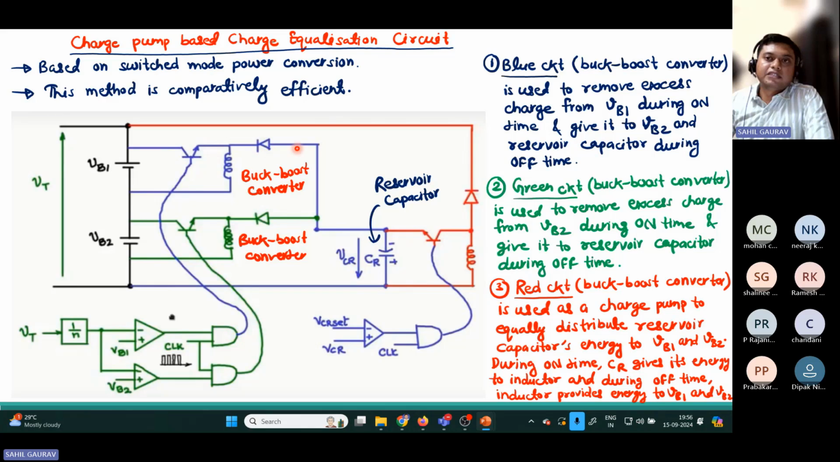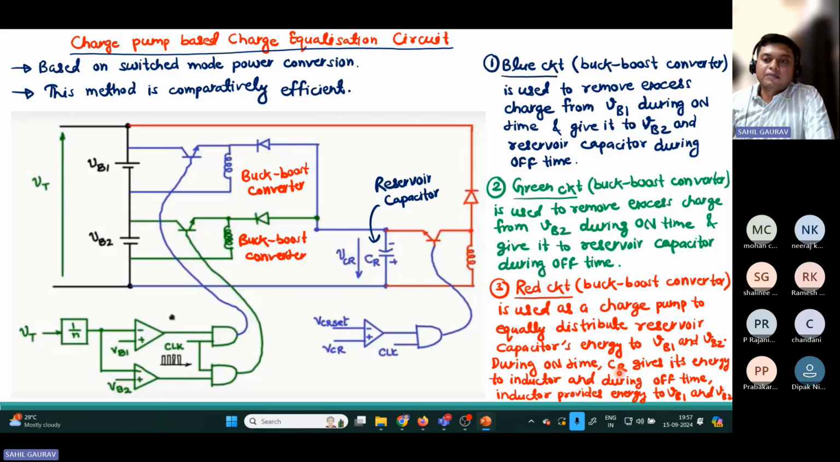This blue circuit, this buck boost converter, is used to remove excess charge from battery 1 during turn on time and give it to battery 2, and this reservoir capacitor during off time. And this green circuit, that is a buck boost converter, is used to remove excess charge from this battery during turn on time and give it to the reservoir capacitor. And this red circuit is this charge pump circuit. This charge pump circuit is used to equally distribute reservoir capacitor energy to battery 1 and battery 2 during turn on time.